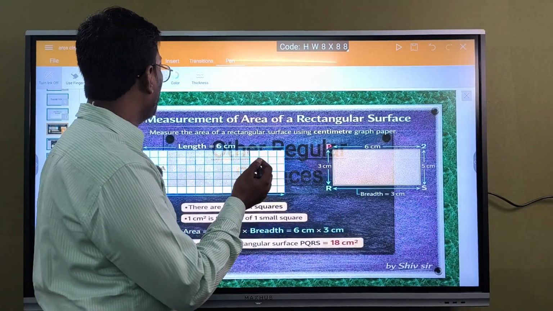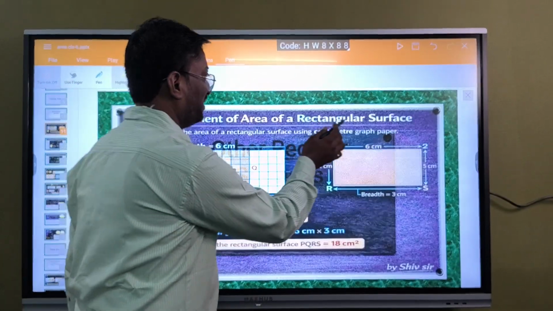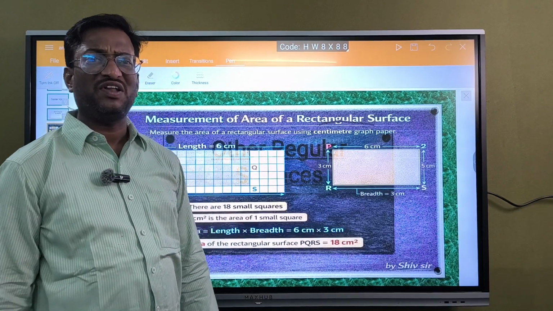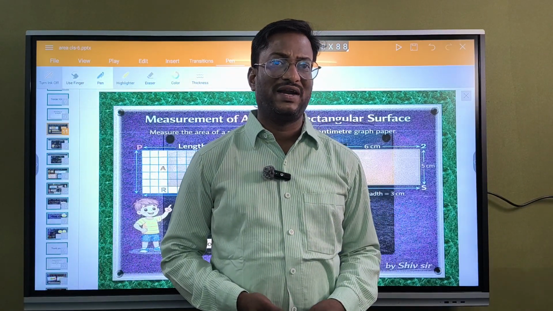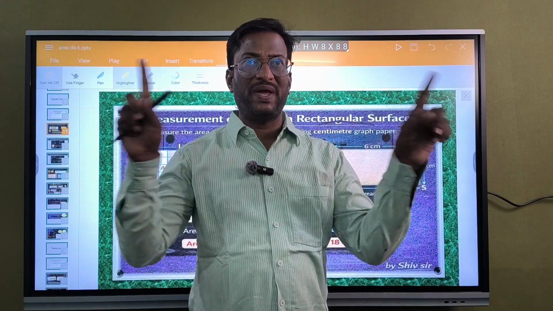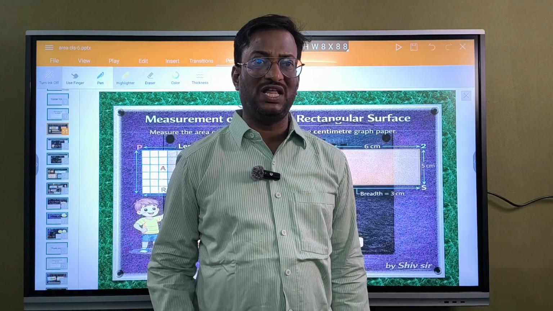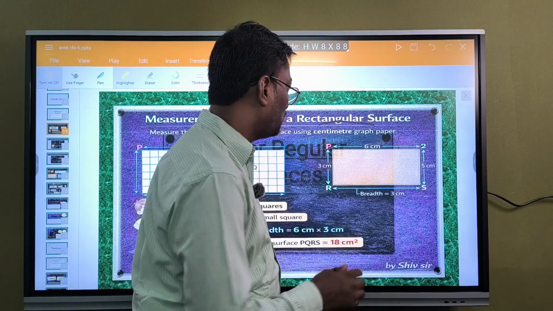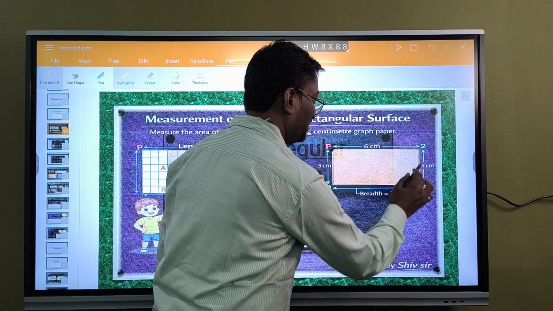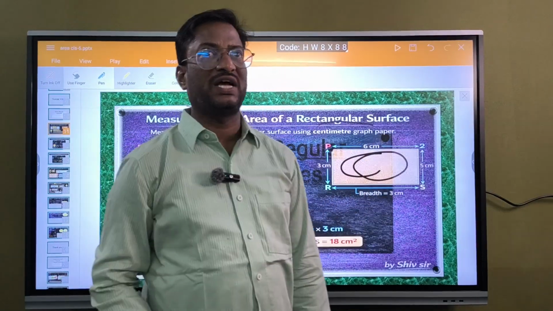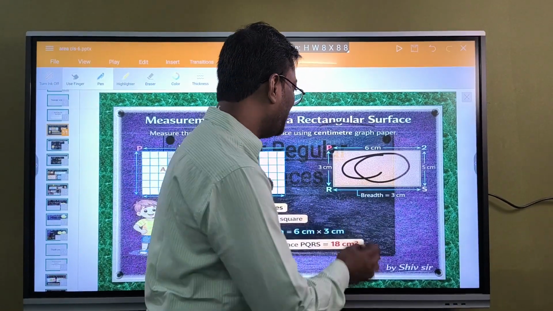Measurement of the area of a rectangular surface. First of all, what is a rectangle, children? A rectangle is the total space enclosed within its four sides. So a rectangle will have four sides. The total space enclosed within its four sides, multiplying its length.